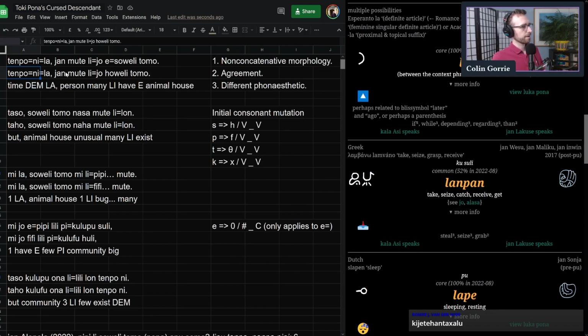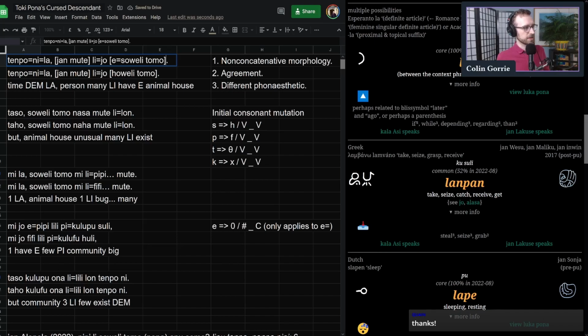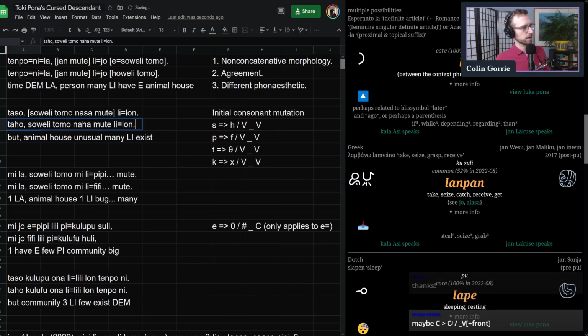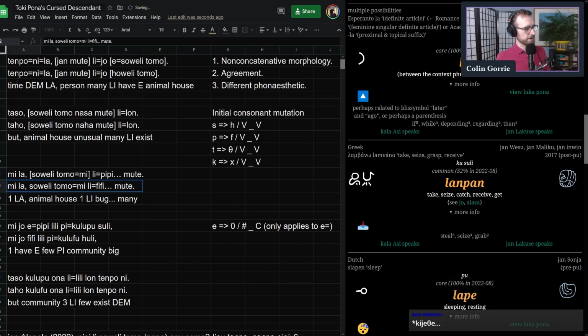And what else do we have? I want to mark where we have our noun phrases. Yan mute lio hoeli tomo. So there will be consonant mutation within these phrases, even though they're not clitic groups. Soeli tomo nasa mute. I think that's all one big noun phrase. Many unusual animal houses. And what else do we have? Soeli tomo. I think mi will count as a clitic because it is a possessive marker there.